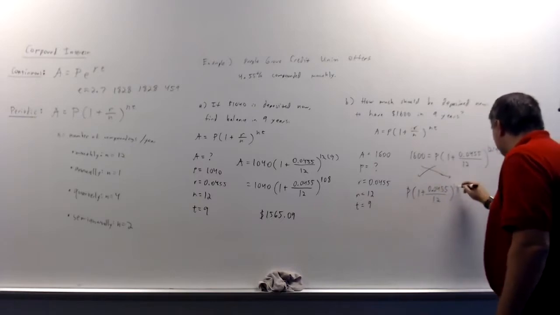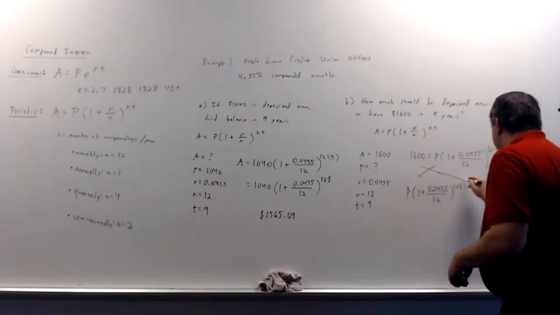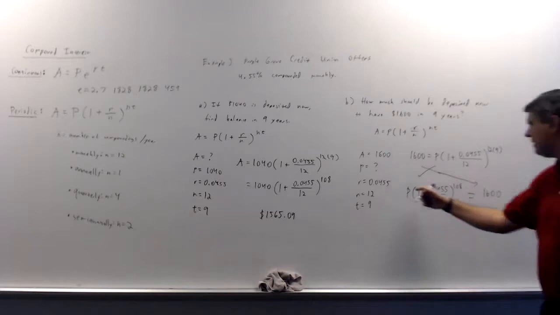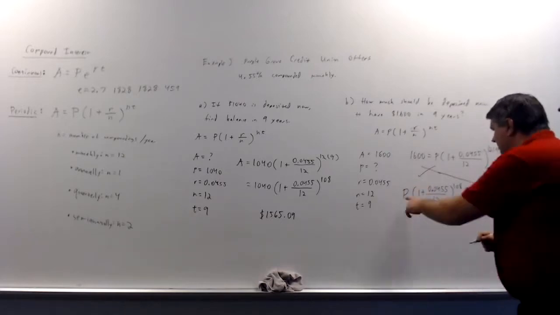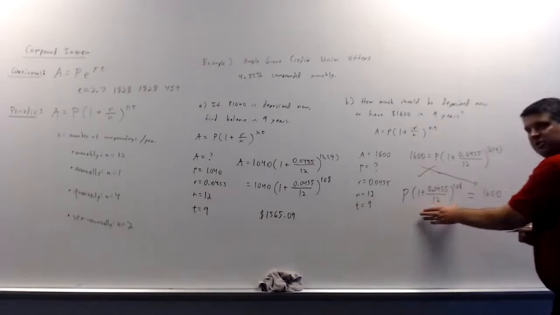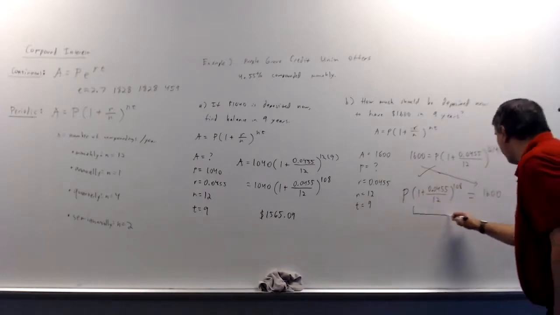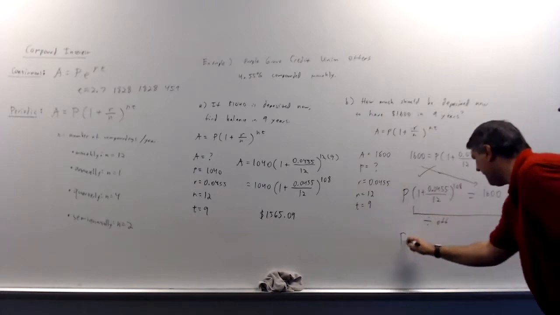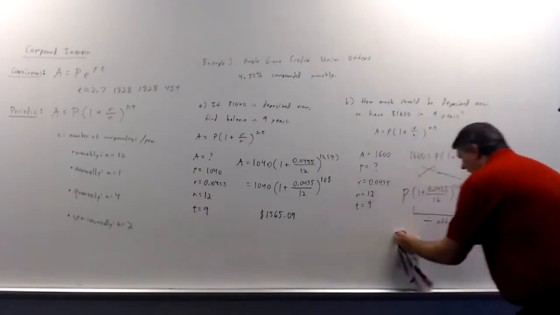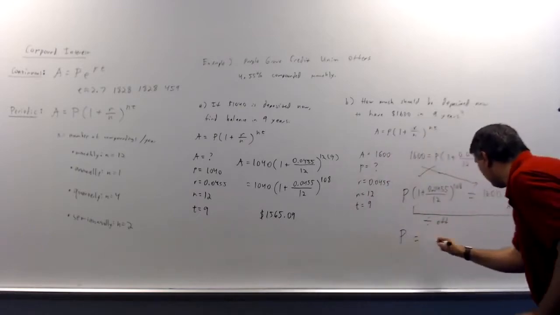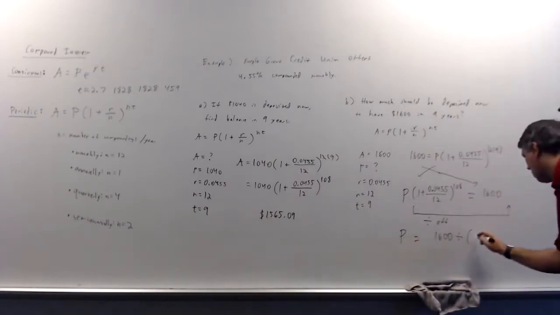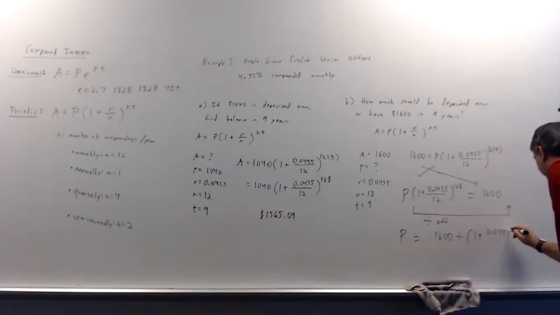Okay, so P times 1 plus 0.0455 over 12, that's 108, equals 1600. Okay, so my dream is to divide this off because I got P times a whole bunch of stuff. So I'm going to divide off that whole bunch of stuff. Okay, so P, that looks more like a D, I'm sorry. P equals the 1600 divided by 1 plus 0.0455 divided by 12 to the 108th power.